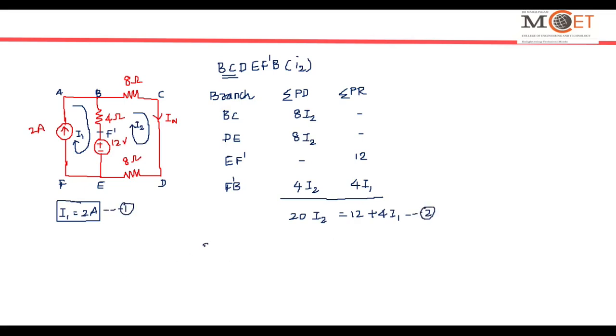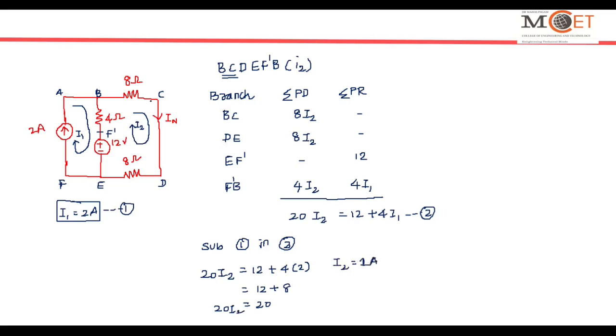Substitute 1 in 2, we get 20 I2 equal to 12 plus 4 into I1, which is 2. So this becomes 12 plus 8. So 20 I2 equal to 20. So I2 equal to 1 ampere.